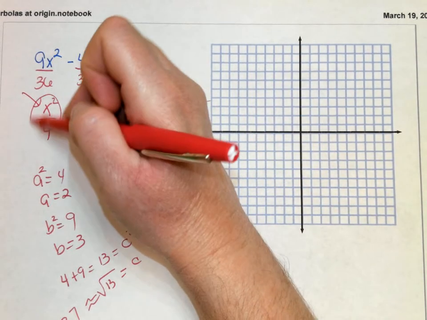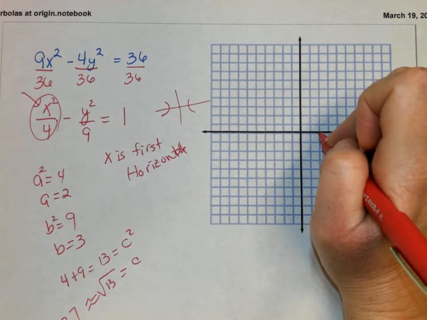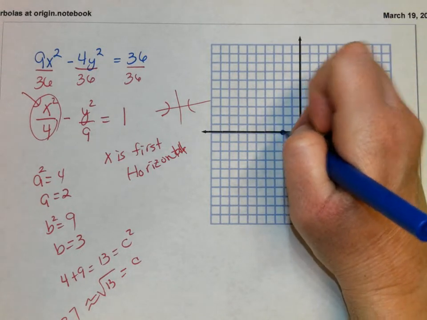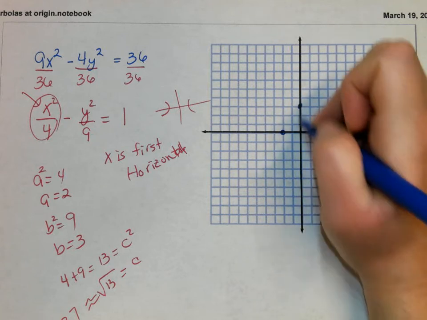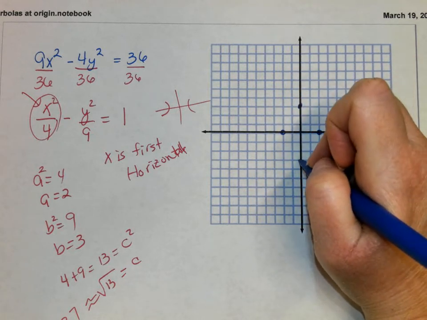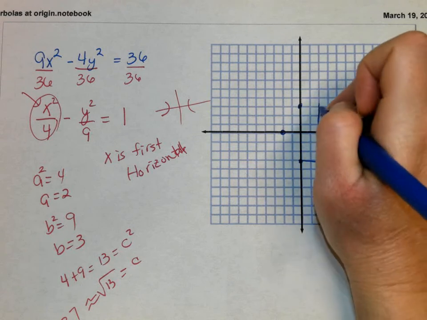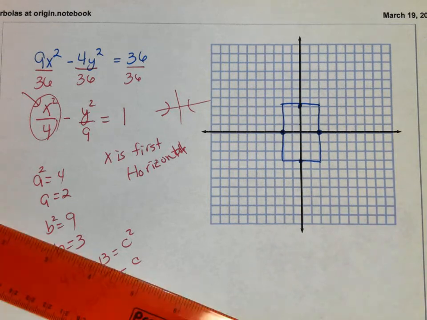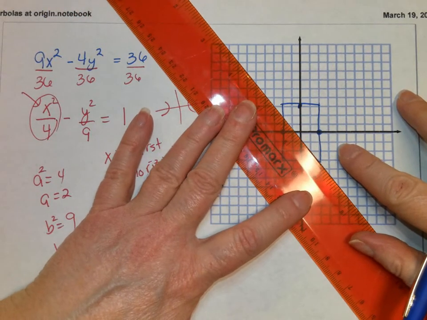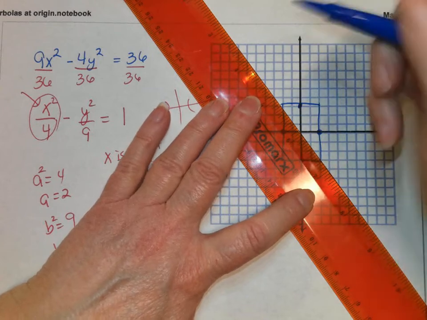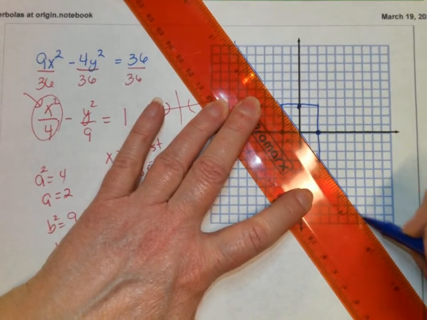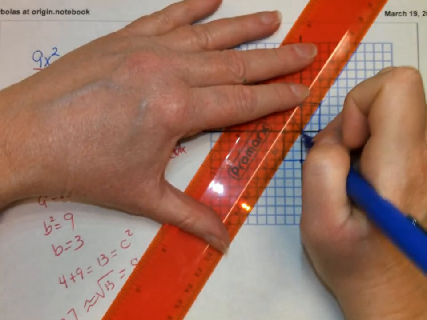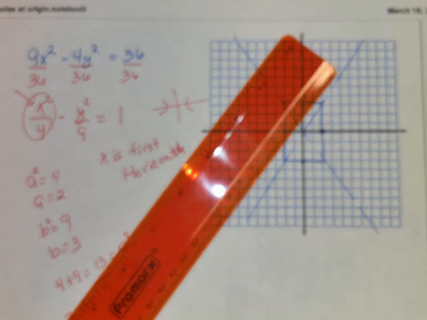All right, again, whatever letter it's under, that's the direction it goes. So I'm going to go 2 to the right, 2 to the left, up 3, and down 3. I'm going to draw my box. I'm going to grab my ruler and go through the corners, like so. Through the corners over here as well. Okay, those are my asymptotes.